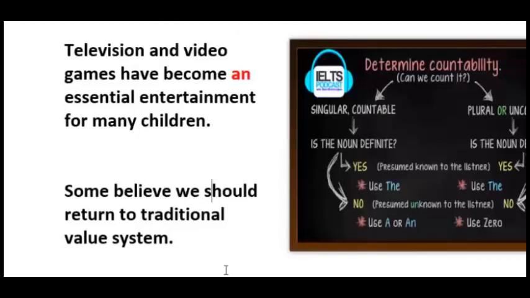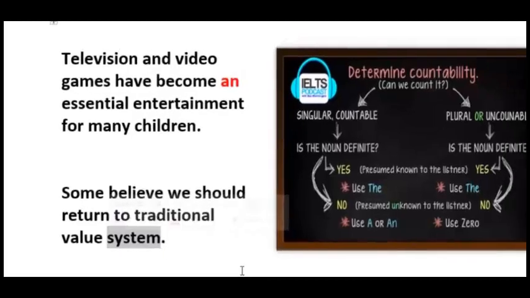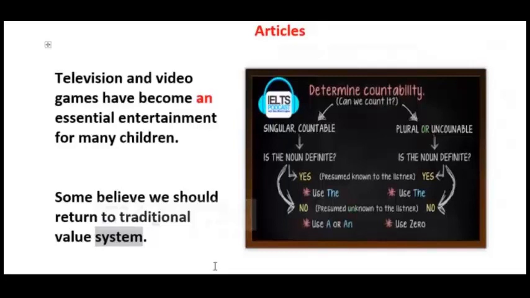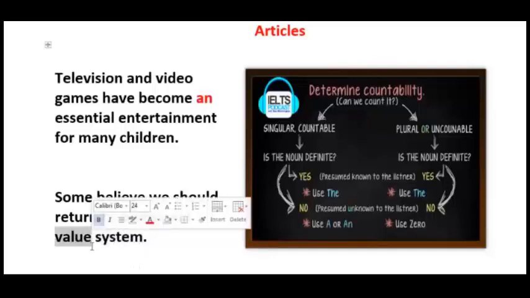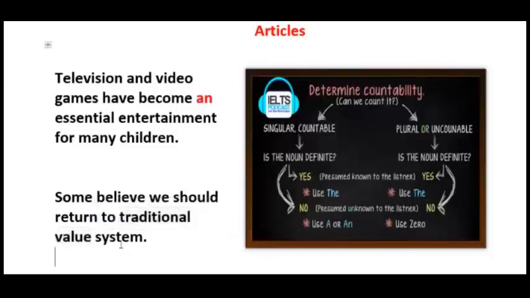Let's take a look at the one below. Some believe we should return to traditional value system. Now hopefully you can see there's a problem with this noun here, system. If we follow the diagram, this is a countable noun. In this case it's singular, and in this case it's one of many systems, which is what a and an mean. So here again we need to insert a. Now traditional and value are both modifying system, acting as adjectives, so we need to insert it before those adjectives.